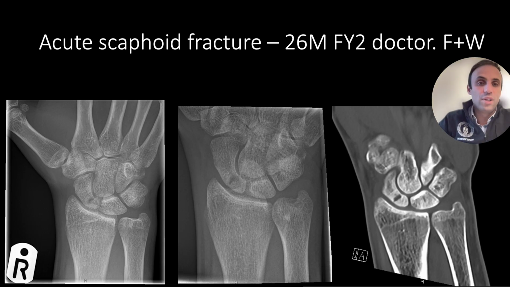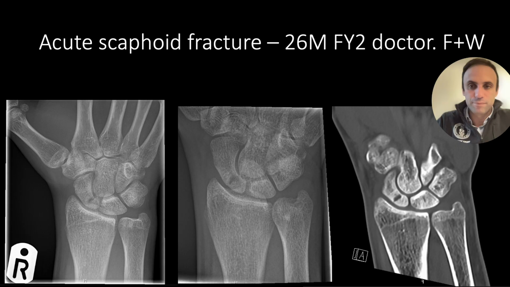This is an example of an acute scaphoid fracture of a 26-year-old junior doctor, now resident doctor in the UK, who otherwise fit in well. He was playing in goal around 5 to 6 weeks ago and caught a ball and then fell onto his hyperextended right dominant wrist. Here are some radiographs on the left and the middle that show he's got a scaphoid proximal pole injury, and you can already see some early cyst formation in the CT coronal view on the right-hand side.